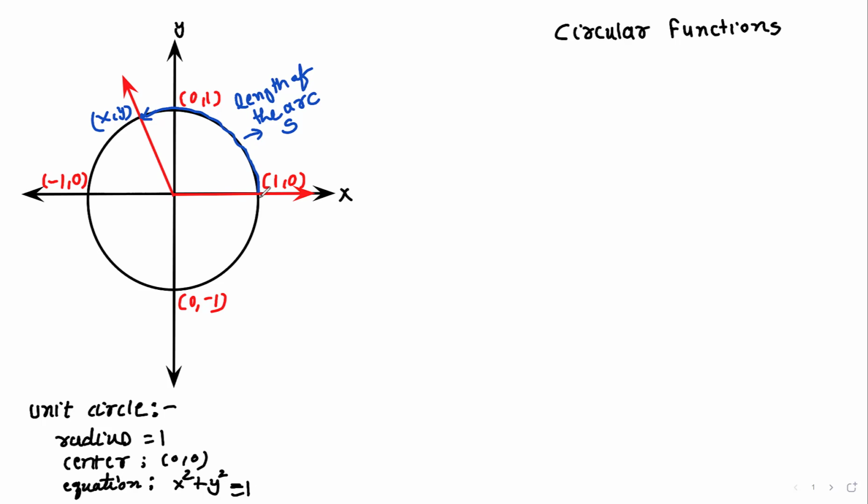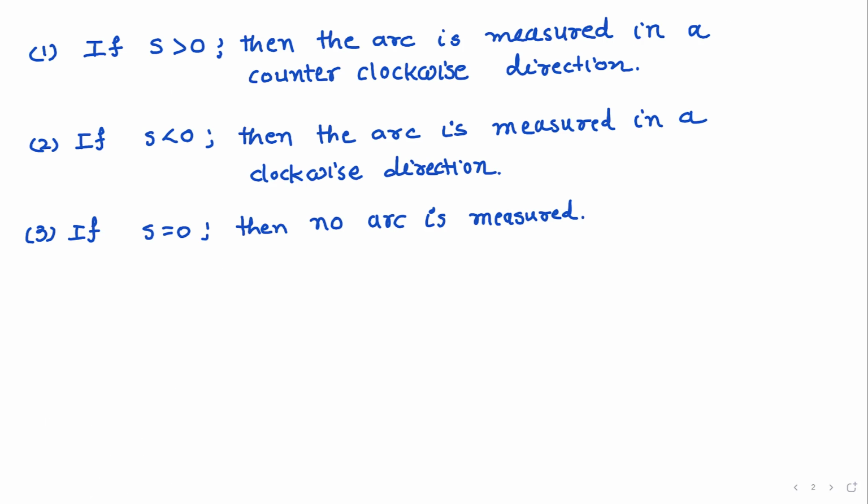Now let's start on the unit circle at point (1, 0), and we'll measure an arc of length s along this circle. We will say (x, y) is the endpoint of this arc. If the arc length is positive, then the arc is measured in a counterclockwise direction. If the arc length is negative, then the arc is measured in a clockwise direction. If the arc length is 0, then no arc is measured.